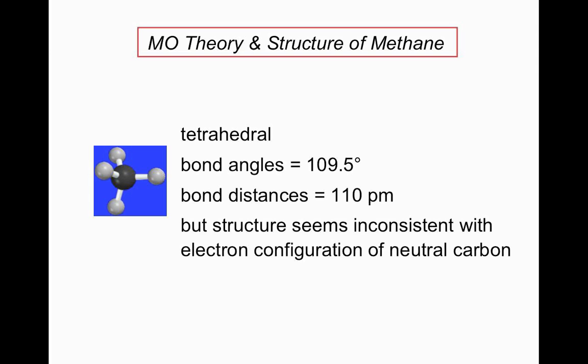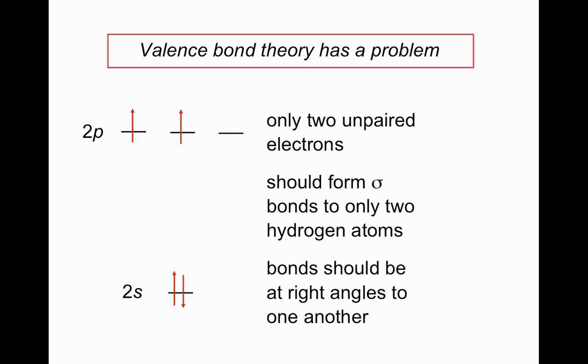The structure, however, that we've observed in the laboratory of methane is inconsistent with the electron configuration of neutral carbon, which we would use according to valence bond theory to explain the formation of molecular orbitals. Looking at the electron configuration of neutral carbon, we can see that valence bond theory cannot predict the observed empirical data of the bond angles or bond distances in methane.